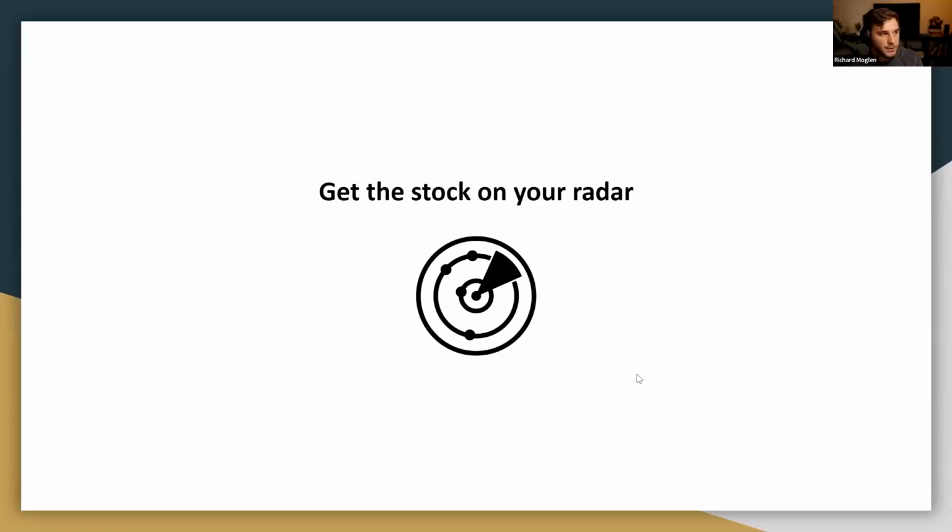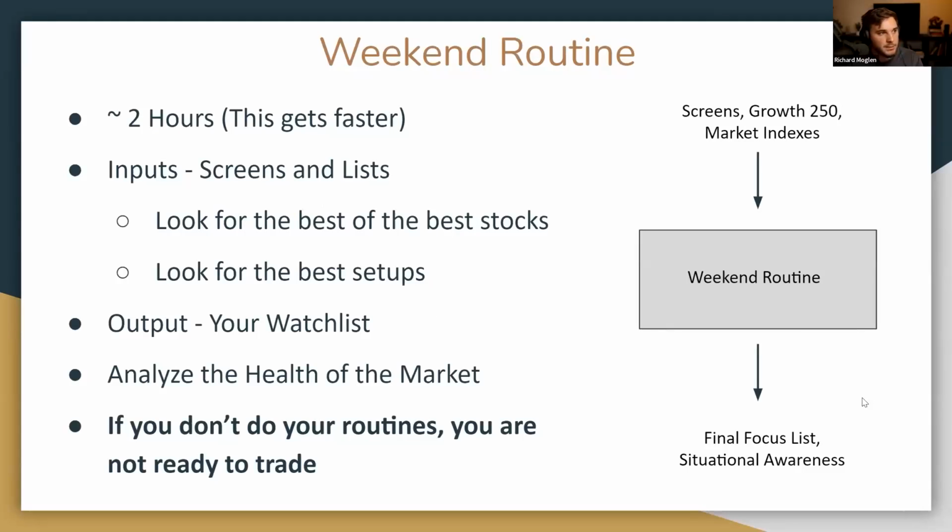So the first step is getting the stock on your radar. How do we go ahead and do that? Well, it basically starts with the weekend routine. This is the list of steps, your process on a weekend to build your universe list, to do screens. I know you guys have been given the Grow 250 list, which is a great universe of stocks to start with. But this process is how you take that larger list, the Grow 250 list, and narrow it down to stocks that are potentially actionable for the next coming week.